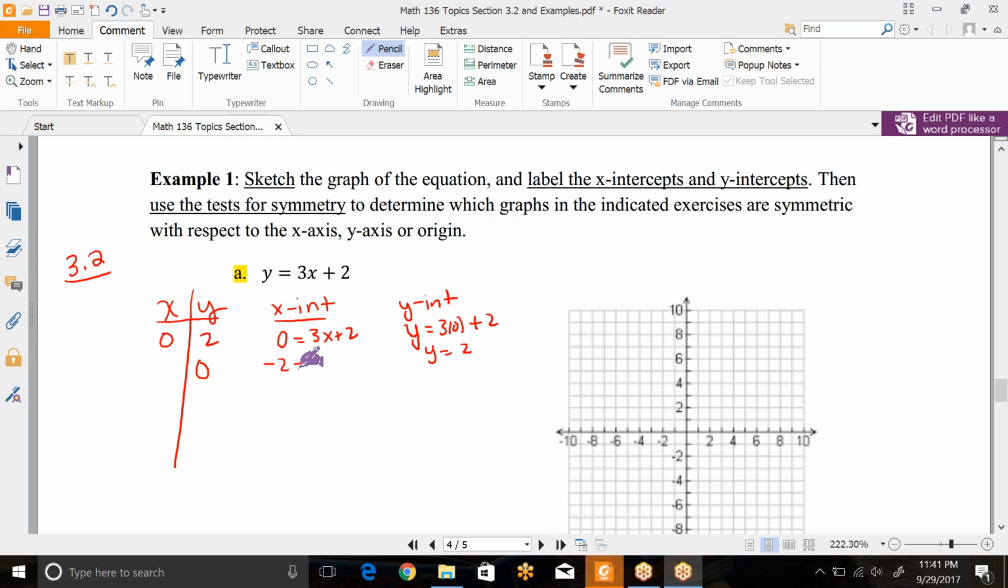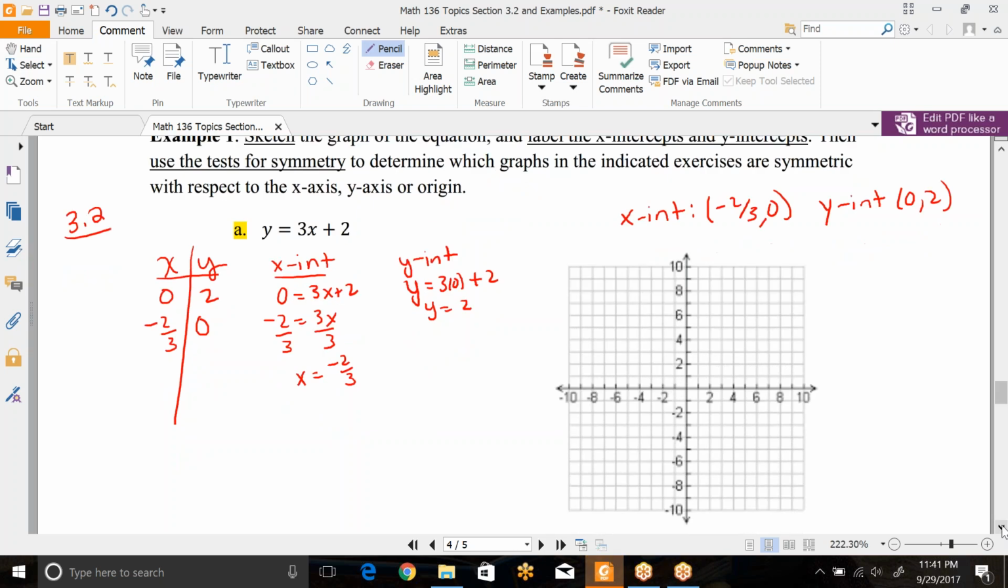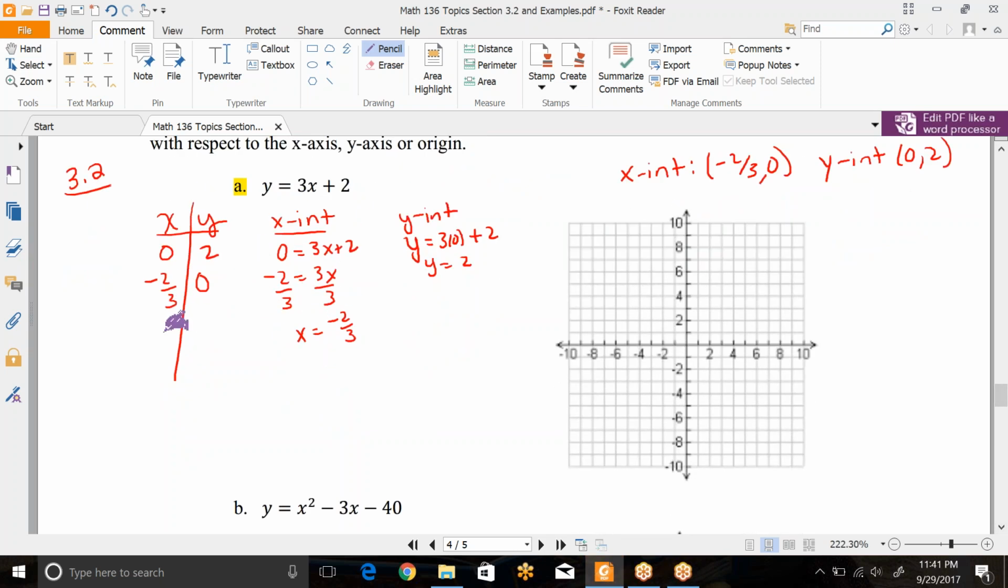On this one, I would subtract 2 and then divide by 3. So negative 2/3. So my x-intercept is negative 2/3, 0. My y-intercept is 0, 2. So I could actually graph the line with just that information, but I'm going to get one more point just to have a good check. So if we plug in 1 for x, that would be 3 times 1 plus 2. So that's going to be 5.